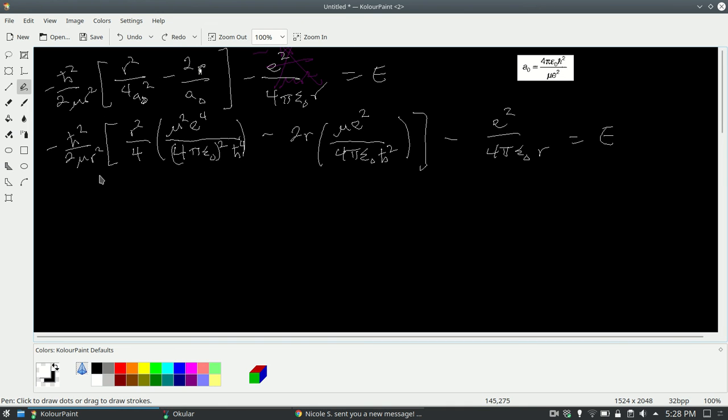Now to do that, I'm going to have to distribute this because this is in the way, kind of. So I'm going to distribute this, and I'm going to see if I can keep this term only. All right, let's see what happens. So we've got h bar squared, r squared, mu squared, e to the fourth over 2 mu r squared for 4 pi epsilon naught squared h bar to the fourth.